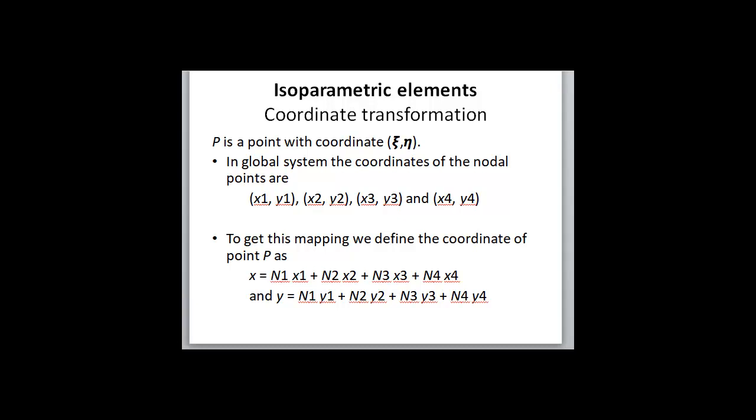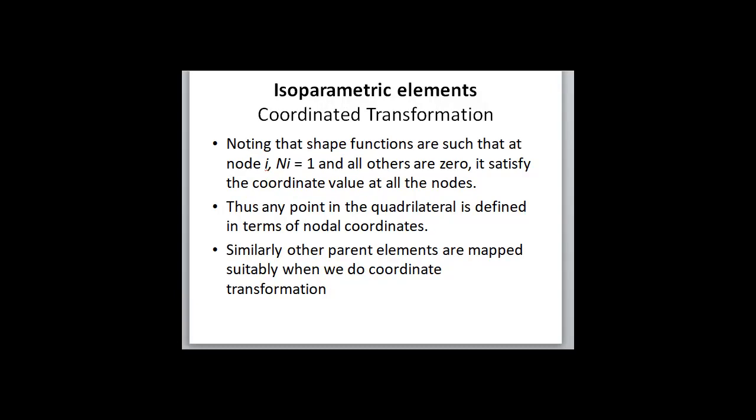Similarly, y is equal to N1 y1 plus N2 y2 plus N3 y3 plus N4 y4. It should also be noted that the shape function at node i, Ni, is equal to 1, and all the others are 0, thus satisfying the coordinate value at all the nodes. Thus any point in a quadrilateral is defined in terms of nodal coordinates. Similarly, the other parent elements are mapped suitably when we do coordinate transformation.